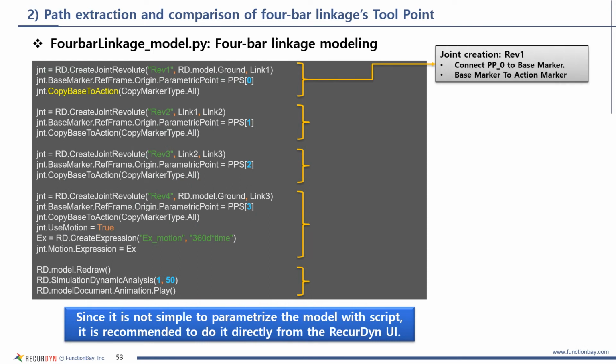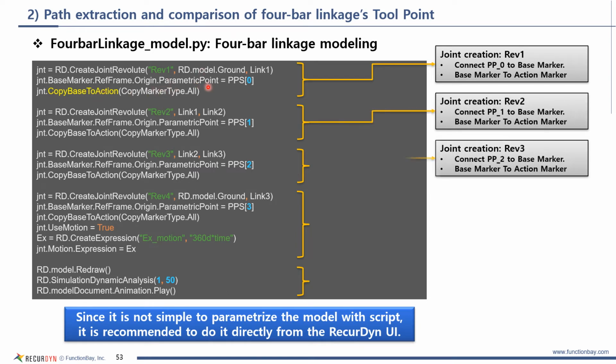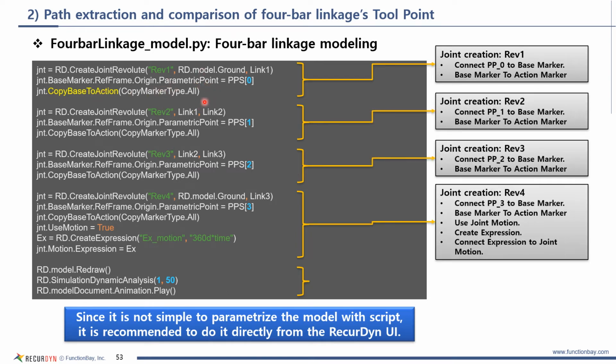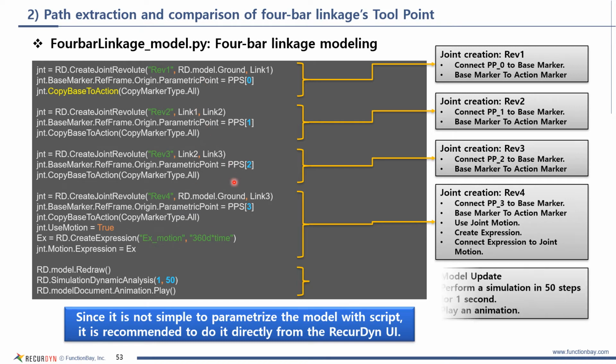Create joints using the links and parametric points previously created. First, create joints and use the joint markers as parametric points reference frame. Use this copy-based-to-action function to copy the reference point. Create from joint 1 to joint 4 in a similar way. Finally, once the simulation is done, play the animation.